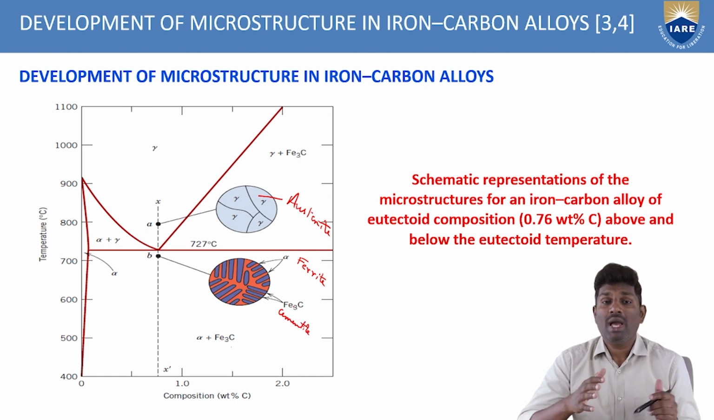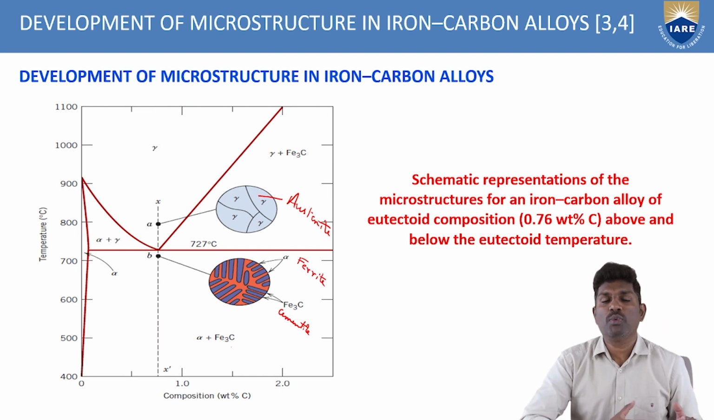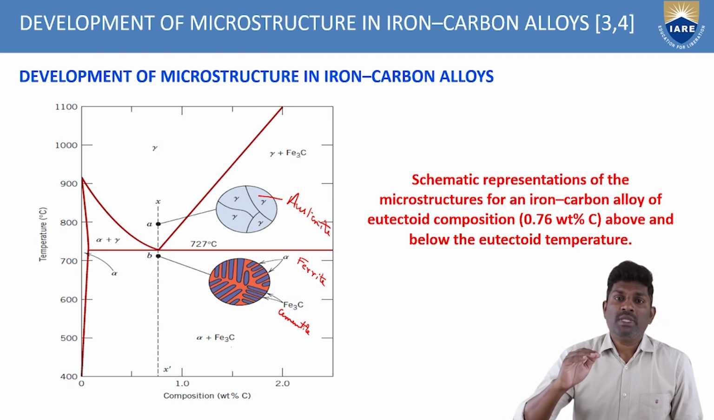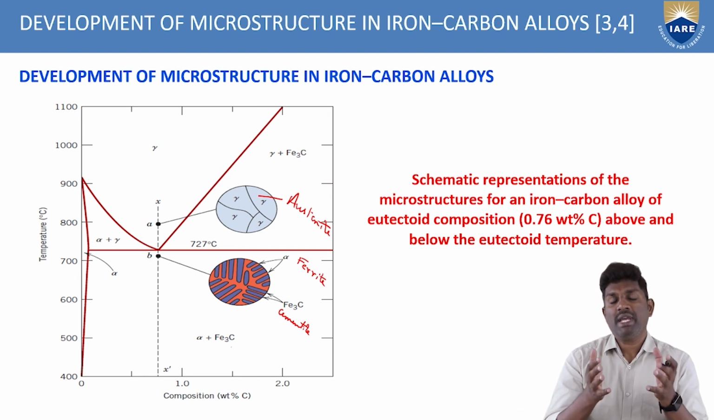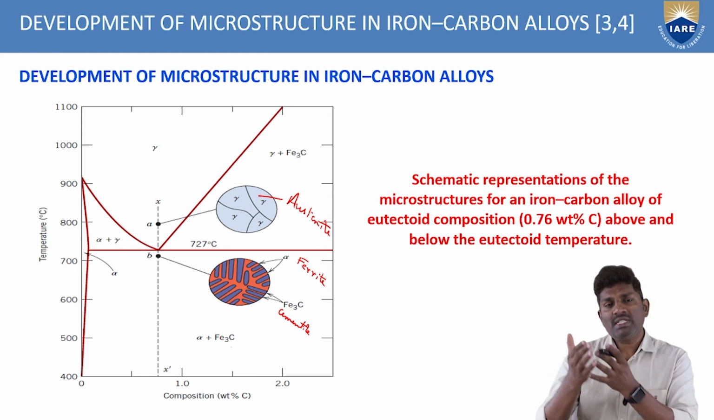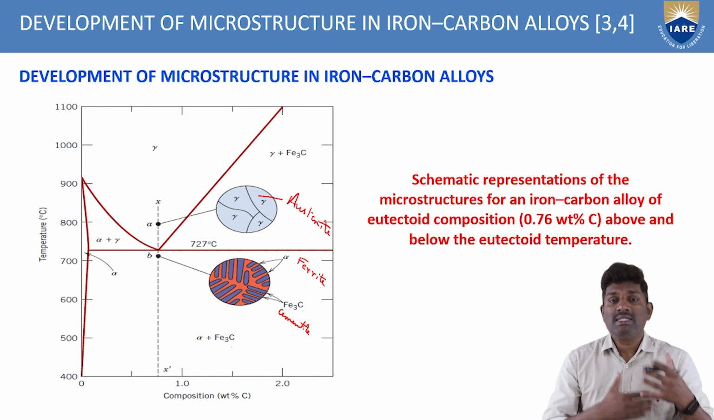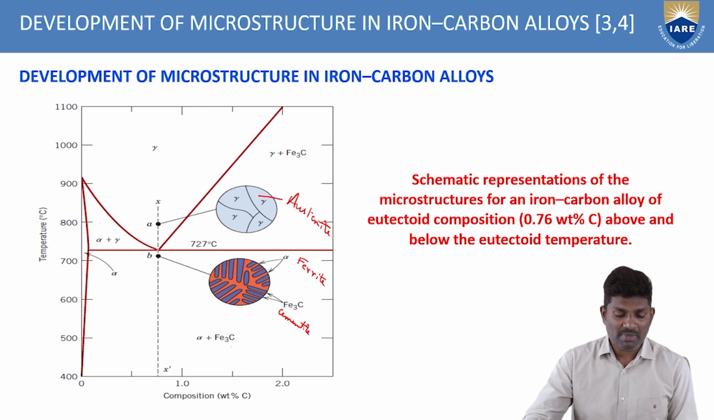This is how you have the different transformations, or the development of the microstructures, during the cooling process. Only from the cooling process can you observe the different types of microstructures. If you cool the system slowly from the liquid state, it converts to solid. During the transformation from liquid to solid, there are many developments of the microstructure. This is one example we are considering, at 0.76 weight percentage of carbon.